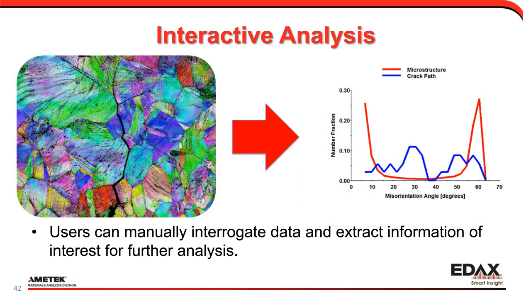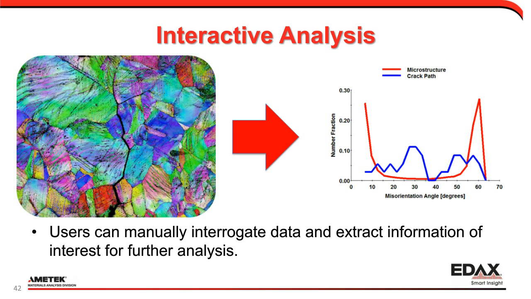We can also interrogate the data interactively. And so this is an example from a stress corrosion crack going through a piece of pipeline steel. We can see that image there on the left, the crack going through the material. So we can go in and manually click across that crack and figure out what the misorientations are that the crack propagates through. We see the crack path misorientation is shown on the distribution on the right in blue. The total microstructure is shown in red.